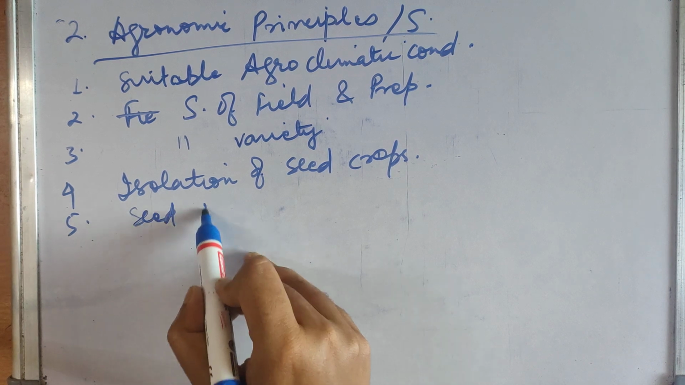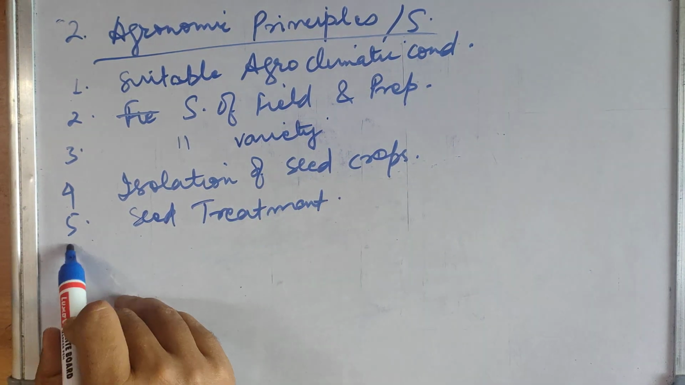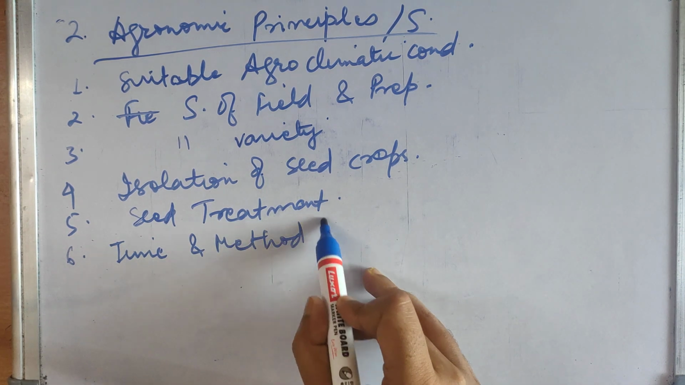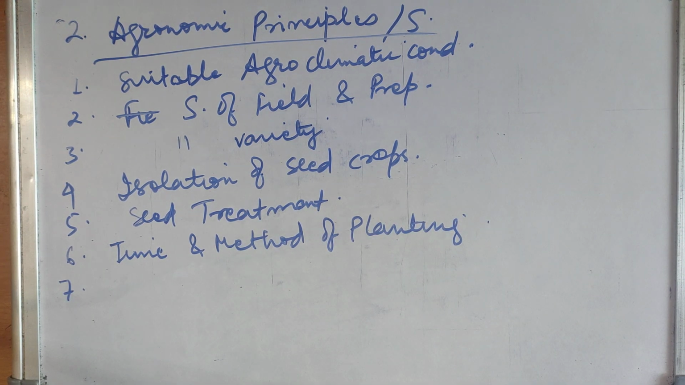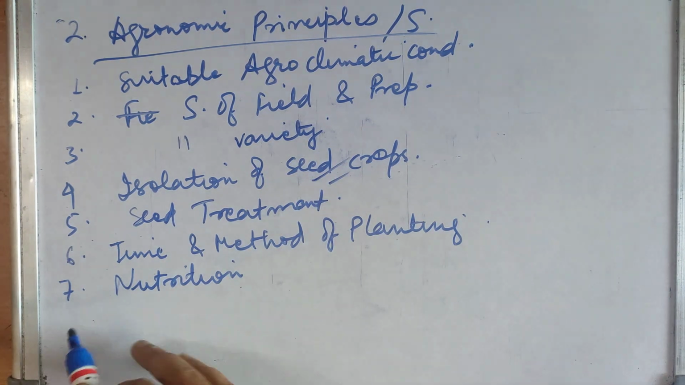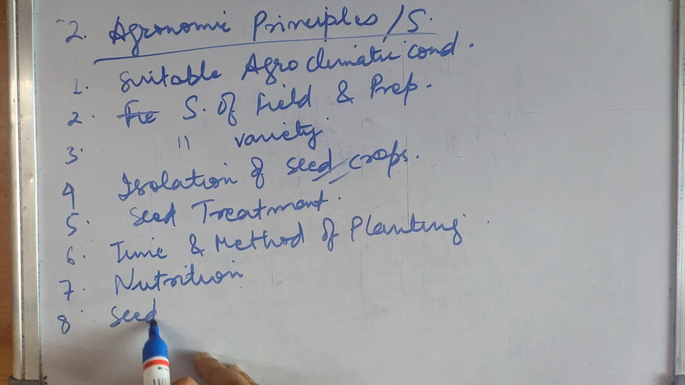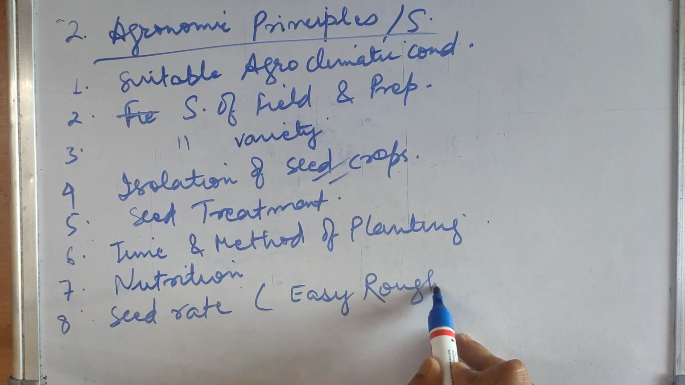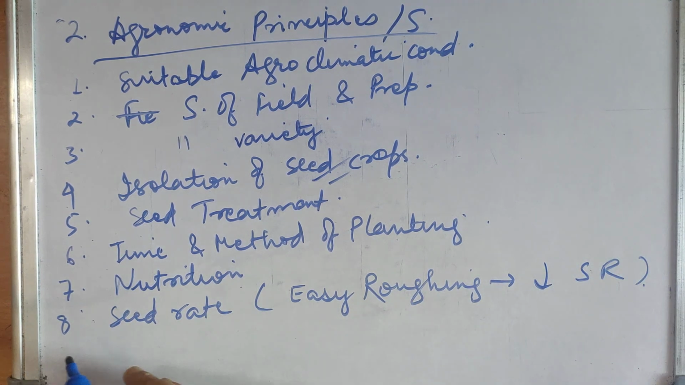Seed treatment, time and method of planting. The planting method and planting time should be accurate as per the variety. Nutrition should be good, we need to give nutrition to seed crops. Seed rate: for easy rogueing we need to have lower seed rate, because in less number of plants it will be easy for rogueing.